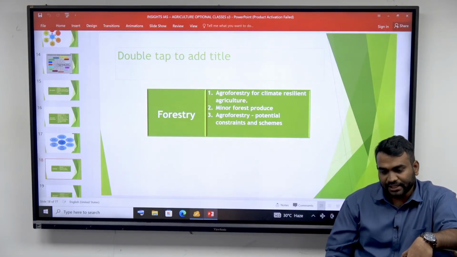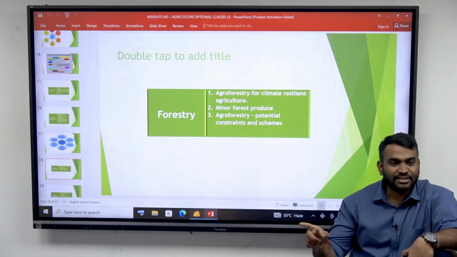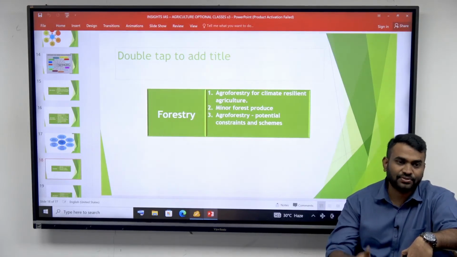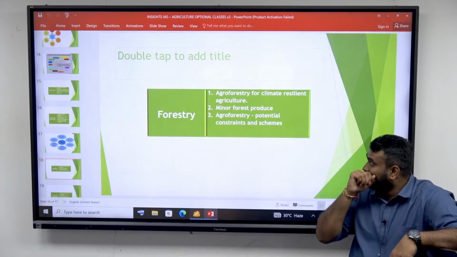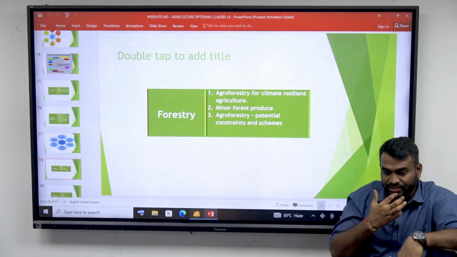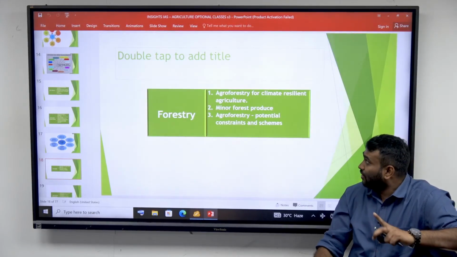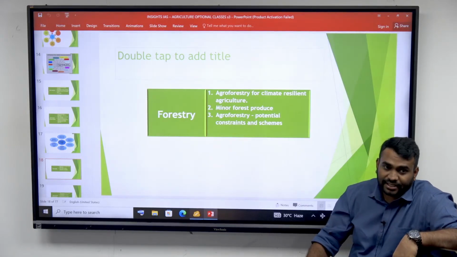But this year I believe agroforestry plus climate resilience, or agroforestry plus climate change, how it can be combated. That sort of question will be there this year. For this, you will essentially get the content for agroforestry from either Tamil Nadu Agri or other material. That is good enough. But along with that, climate resilient agriculture.